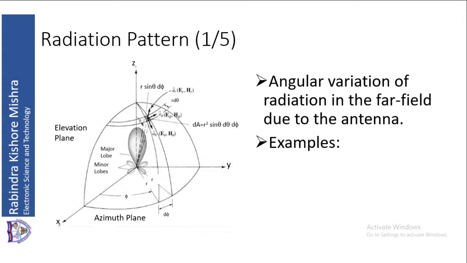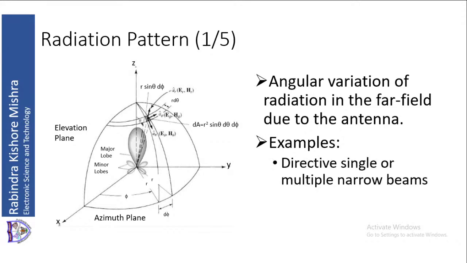Now, in this space, let us consider a small area dA. That will be equal to r square sin theta d theta d phi. What is r? It is the distance from the origin, or from the location of the antenna, to a point in the space in the far field. So that is what dA is. The rest of the things are not important.